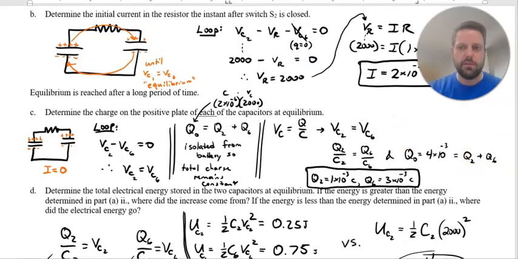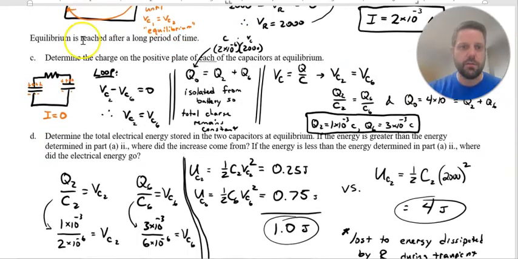Now that equilibrium has been reached for a long time, we're going to determine the charge on the positive plates of each of the capacitors at what we call equilibrium. Equilibrium is defined as having the same voltage across both of them. This is really just the loop rule when there's no current flowing anymore, so there's no voltage loss across the resistor because there's no current flowing through it.